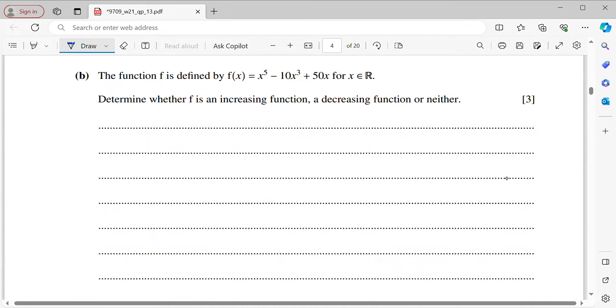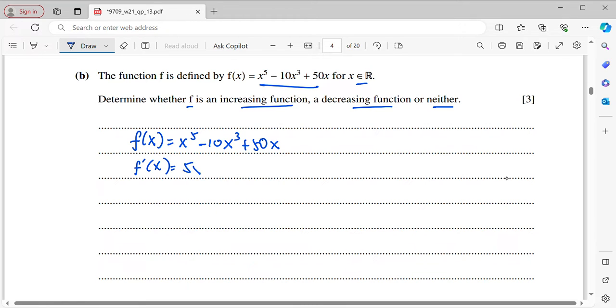Now b, the function f is defined by f(x) equals x to the power 5 minus 10x cubed plus 50x. For x is a real number, determine whether f is an increasing function, a decreasing function, or neither. So now f(x) is x^5 minus 10x^3 plus 50x. Okay, so now f prime x will be 5x^4 minus 30x^2 plus 50.